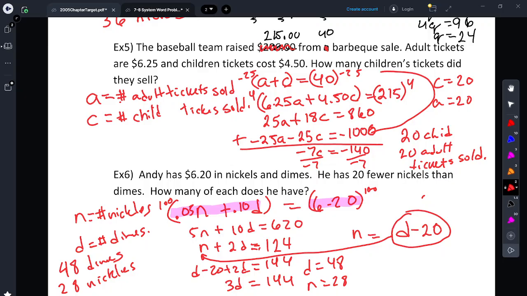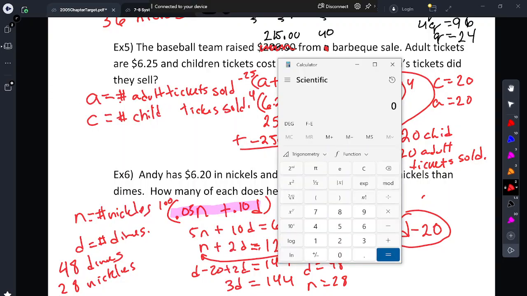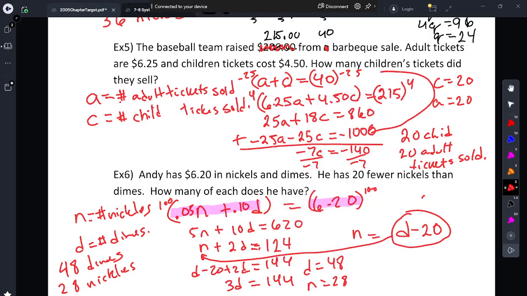Grab a calculator tonight. I don't mind if you use one. All right? You got to show your work, though. If I have 48 dimes times 10 cents plus 28 nickels times 5 cents, I get $6.20, which is what I said I should have. You should never miss these. You could miss them, but you'll at least know when you missed it because you can't make it work, yeah? All right, that's it.